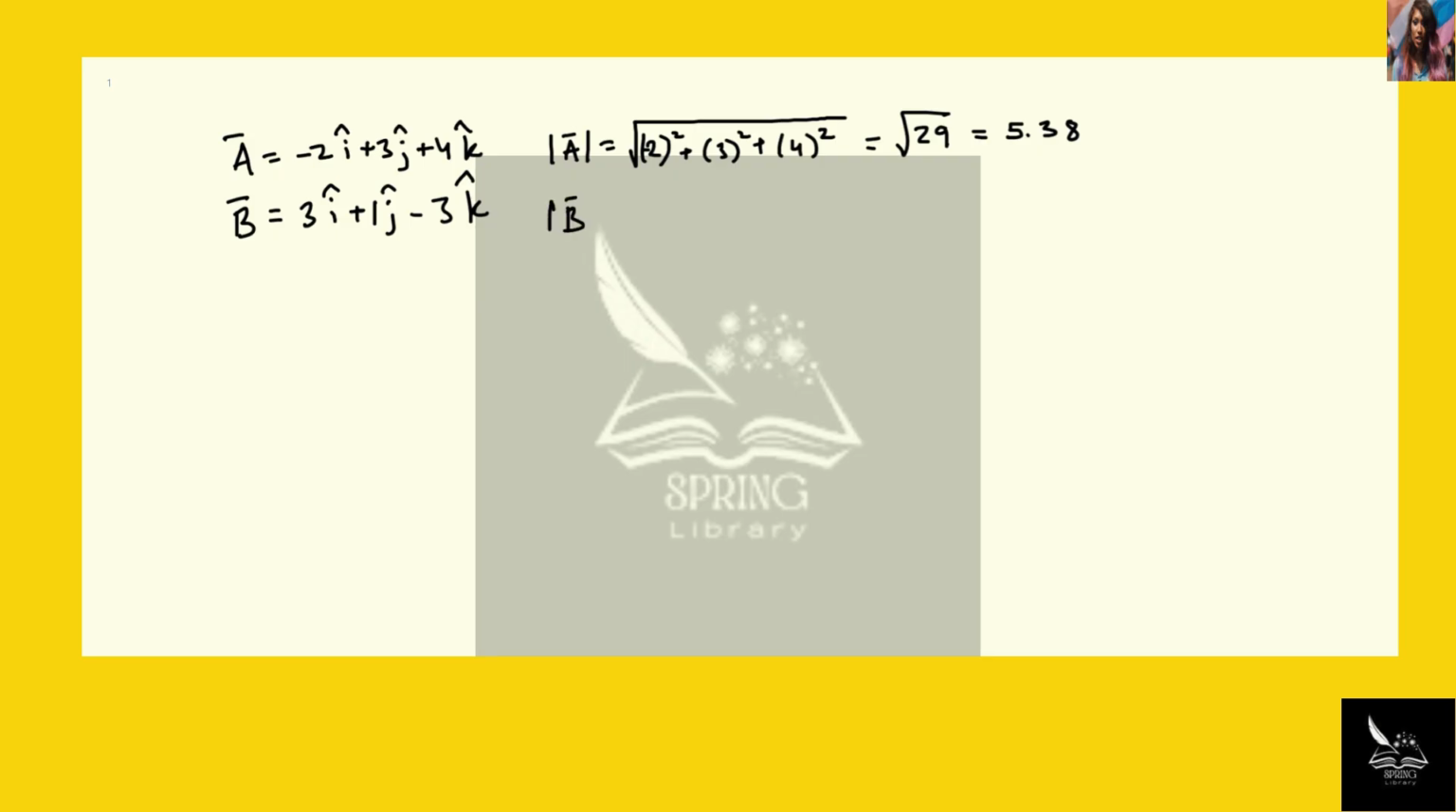Similarly, the magnitude of vector B is also the square root of the sum of the squares of the components, which is 3 squared plus 1 squared plus minus 3 squared, which is the square root of 19, which is 4.36 units.